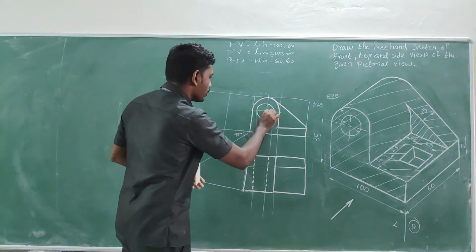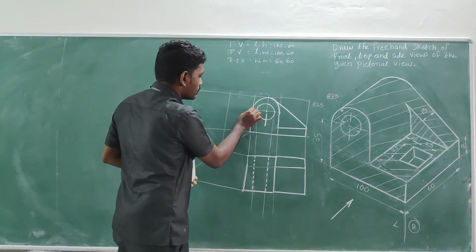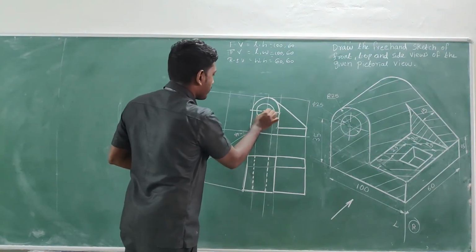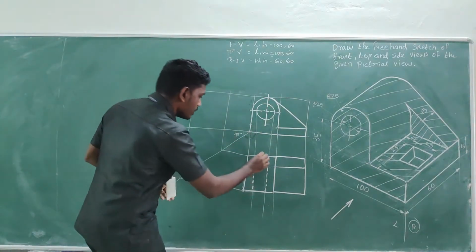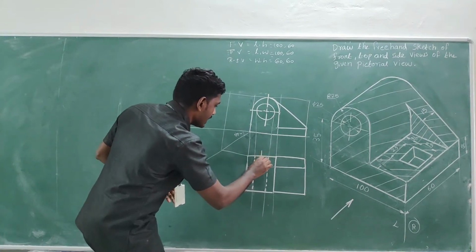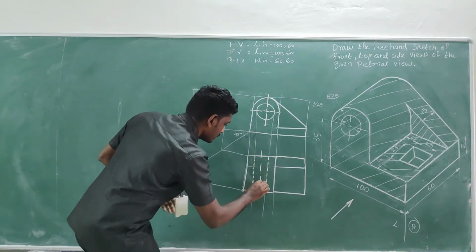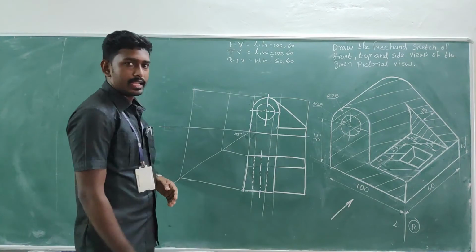It's a hole, so we can see the axis. So put the axis here. That means long line dash. Okay, in the same manner in the top view, we can make the axis long line dash, long line dash.